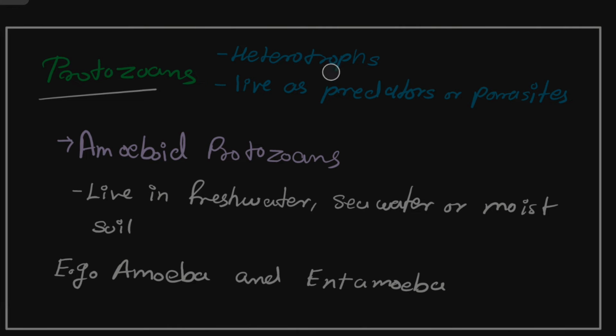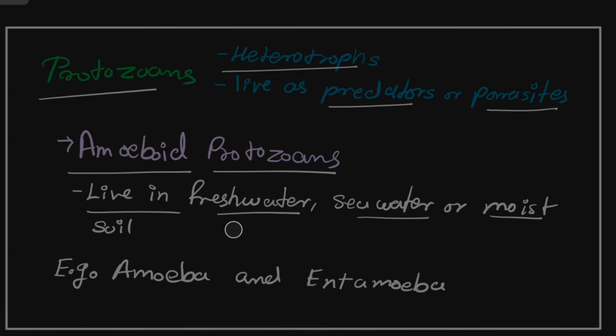Starting with protozoans, they are heterotrophs and live as predators or parasites. These protozoans are further divided into 4 types. First is amoeboid protozoans, which live in freshwater, seawater or moist soil. Examples are Amoeba or Entamoeba.